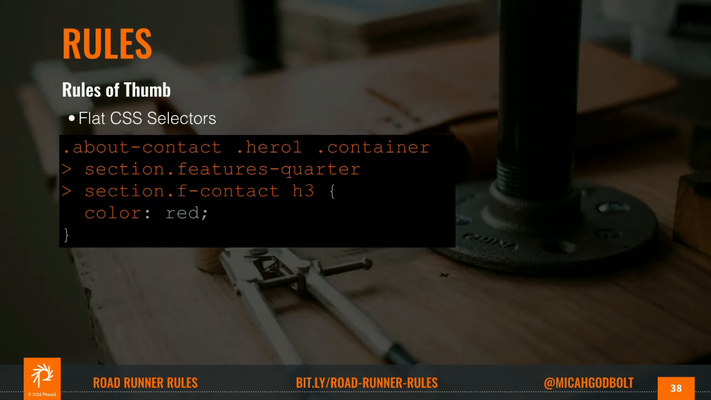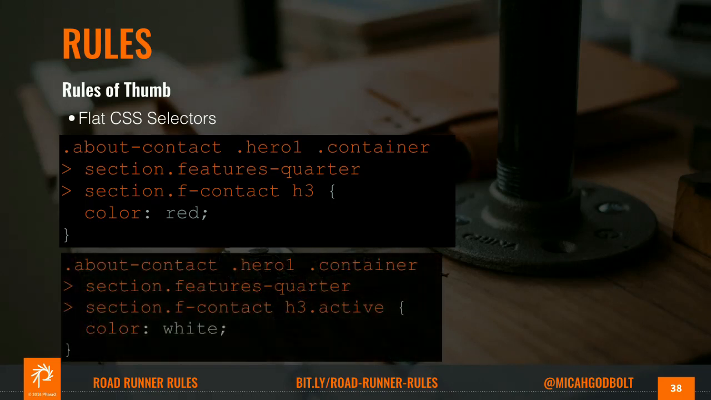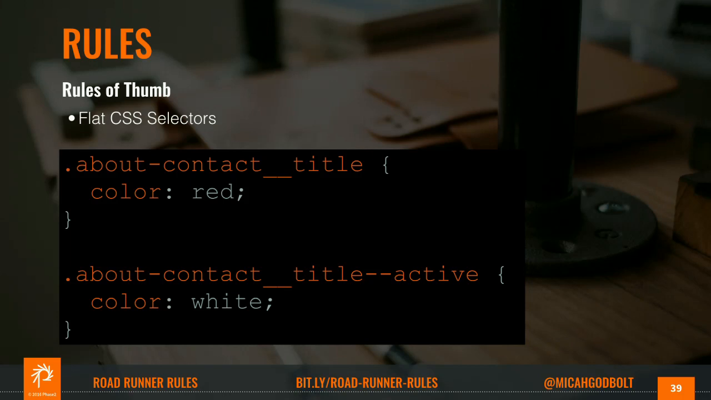This is no fun, because when you need to go and override that with, say, an active class or something like that, it's even longer, and all this just to apply a new color. So instead, if we're not doing that, but we're just using flat selectors, we're able to have one selector and then have another selector. We save a lot of space. We save a lot of mental strain. We don't have to worry about the placement within the DOM. These things are a lot more portable and a lot more usable.